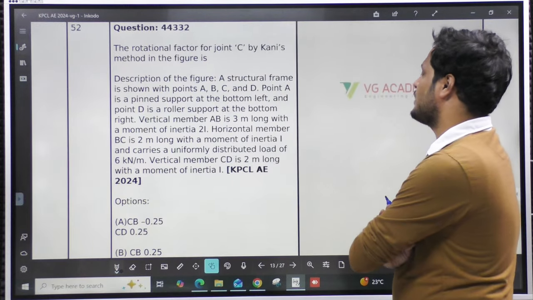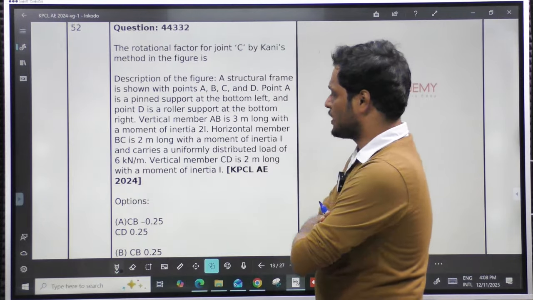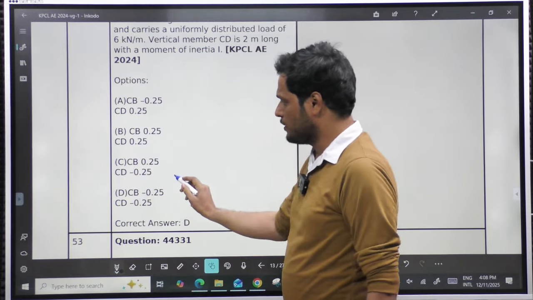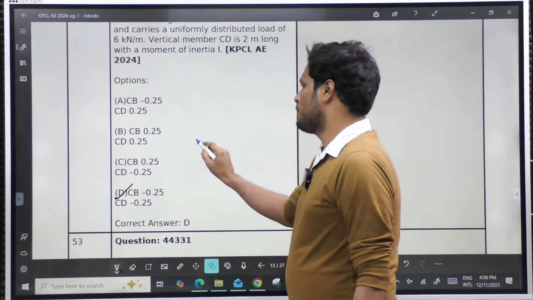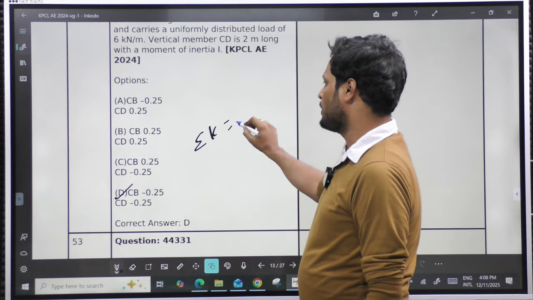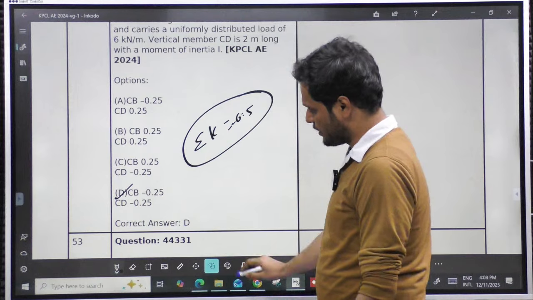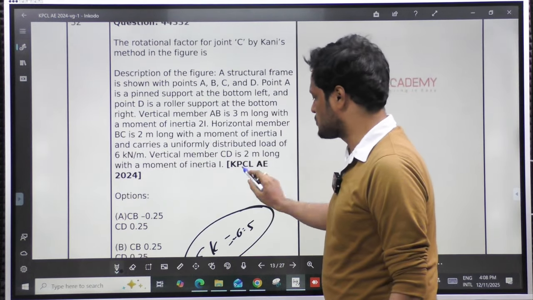The rotation factor for joint C by Kani's method in the figure is. So you want the rotation factor. So directly, the sum of rotation factors should be minus 0.5 for Kani's method. So directly we can eliminate the option. We will solve just to know the procedure.